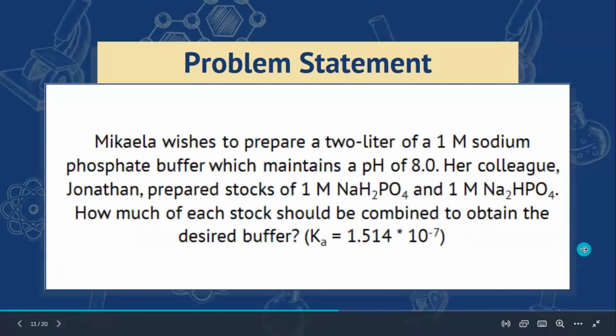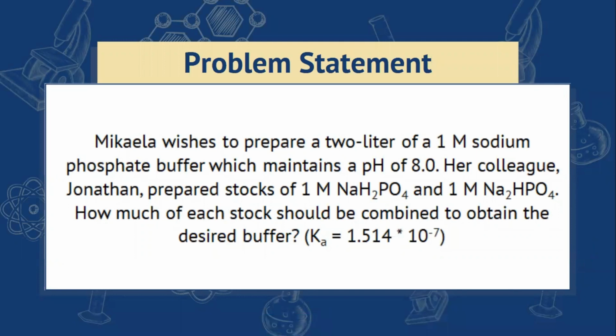Let's put ourselves to the test. So I'll give you a problem and you'll try to solve it on your own. The problem is as follows. Michaela wishes to prepare 2 liters of a 1 molar sodium phosphate buffer, which maintains a pH of 8. Her colleague, Jonathan, prepared stock solutions of 1 molar sodium dihydrogen phosphate and 1 molar disodium hydrogen phosphate solution. So the question is, how much of each stock should be combined to obtain the desired buffer?